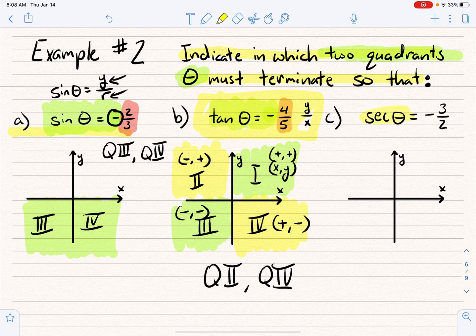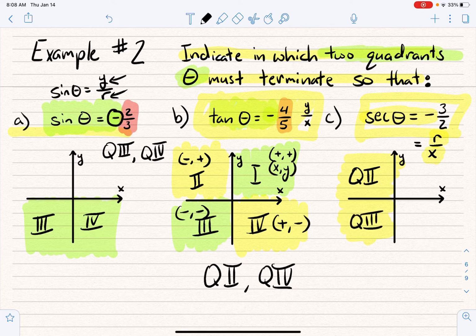It says secant theta is negative. Again, I don't care about the 3/2 so much. I just care that secant theta is negative, and I have to remember what secant theta is. Secant theta is r over x. Remember, r cannot be negative. It's a length. It's the radius. So if something's negative, it's x. We're told that secant theta is negative, so the only spots it could be in are the two quadrants where x is negative, which is back over here. That would be quadrant 2 and quadrant 3.